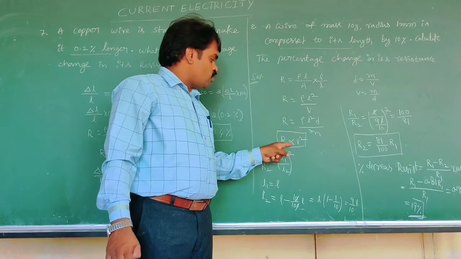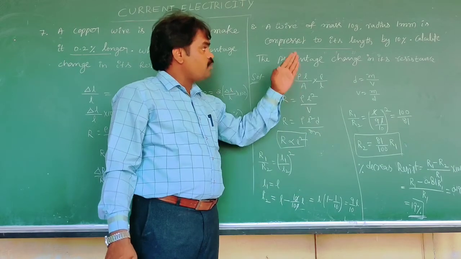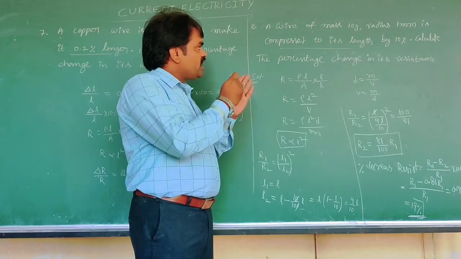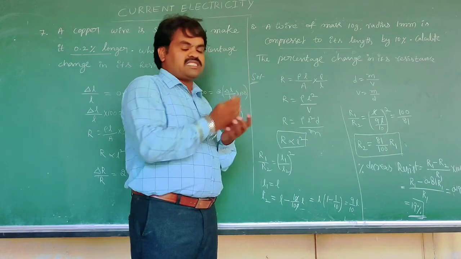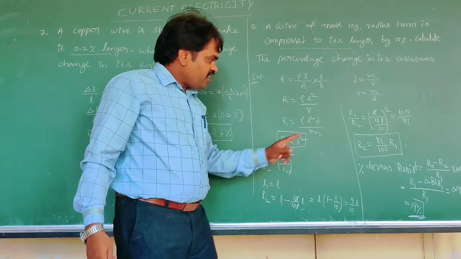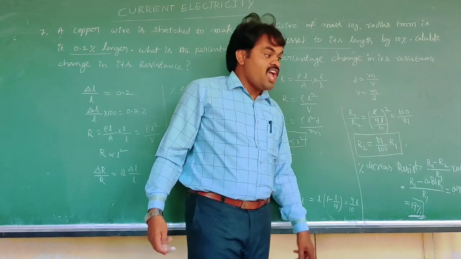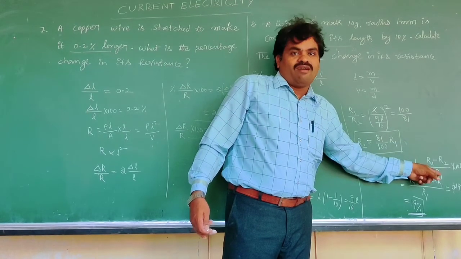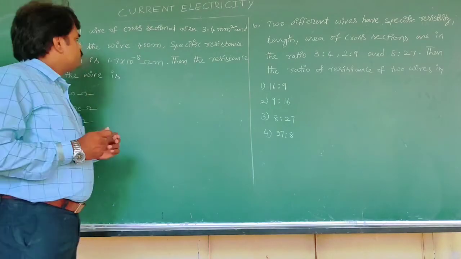It's a very important problem of this type. Compressed length means what can we take? L minus 10 by 100 L, because of 10%. If the same question is given with the length increased by 10%, increased means L plus. At that time, what do we calculate? The percentage increase in resistance, with the formula R2 minus R1 by R1. Like that.